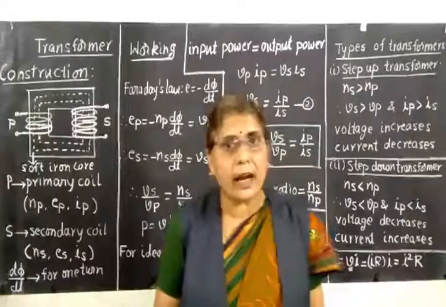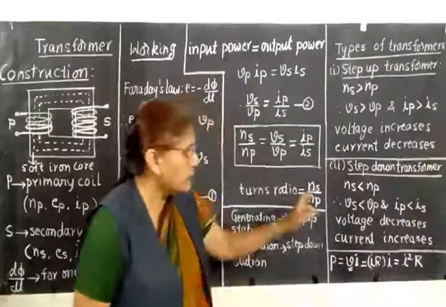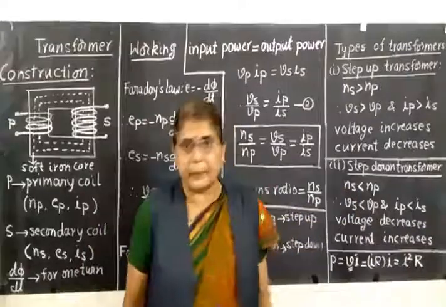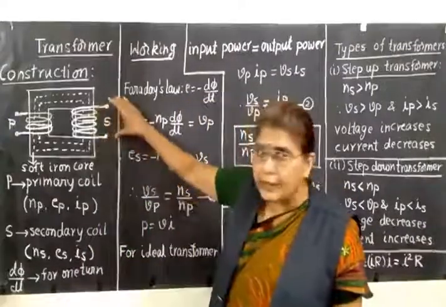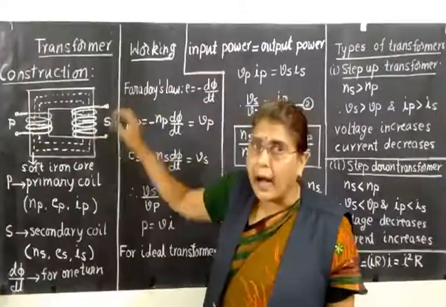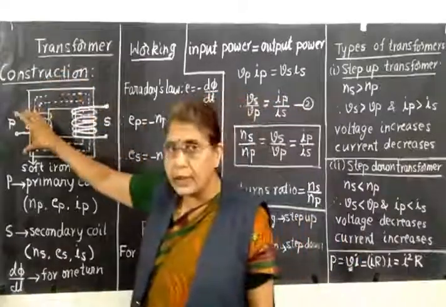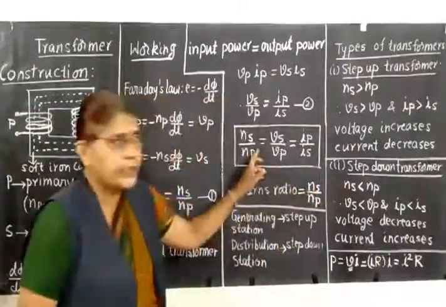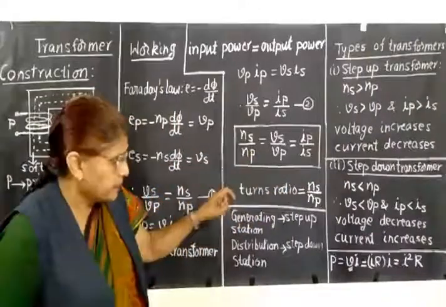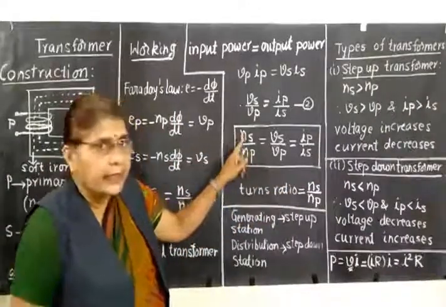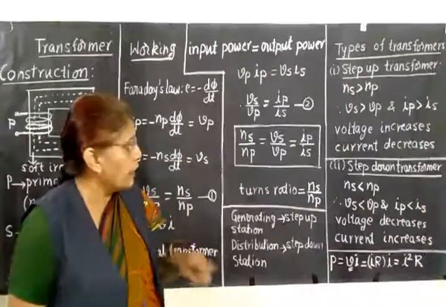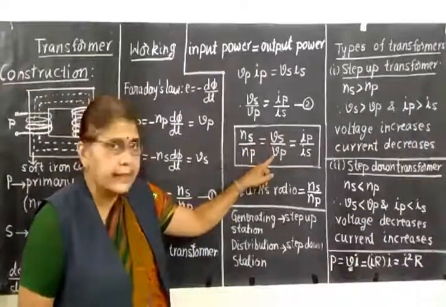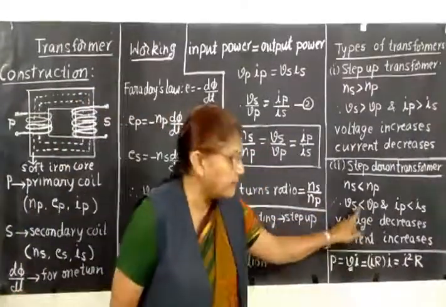Now let us go to the other way. Let us assume that Ns is less than Np. The meaning is, the number of turns in the secondary coil is less than the number of turns in the primary coil. So let us put this condition in this equation. Here, the numerator is less than the denominator. Therefore, Vs should be less than Vp. I have written it here. Vs less than Vp.